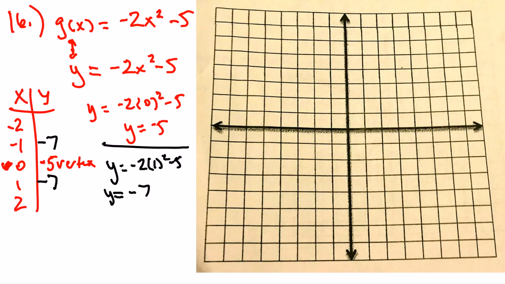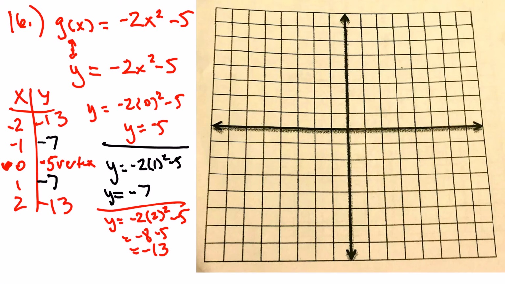Now I'm going to plug in positive 2. So I say y equals negative 2 times 2 squared minus 5. 2 squared is 4. That gives me minus 8 minus 5, which is negative 13.